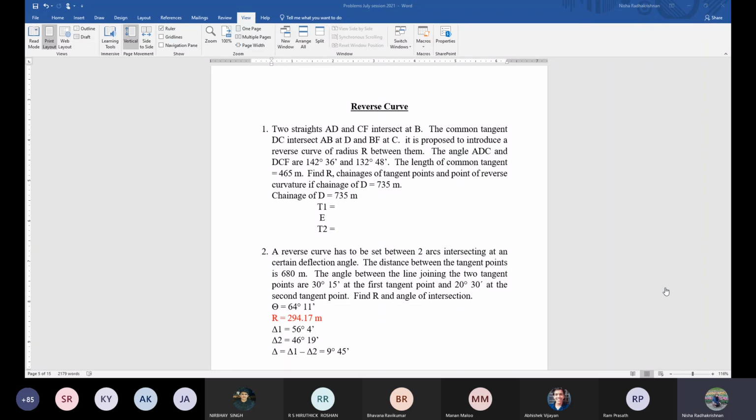Give me the answers, please. T1. What is T1? Tell me, how do 142.36 and 132.48 look in the figure?